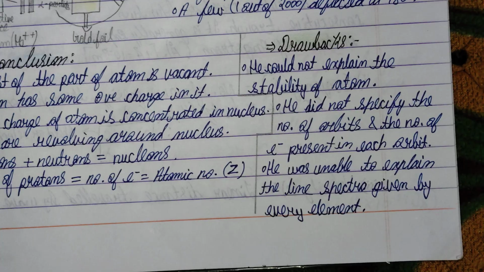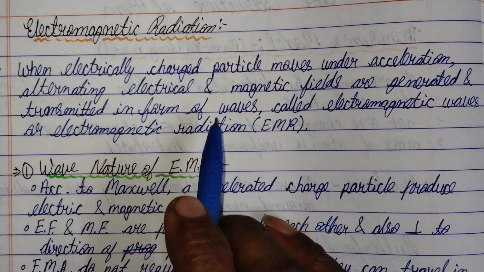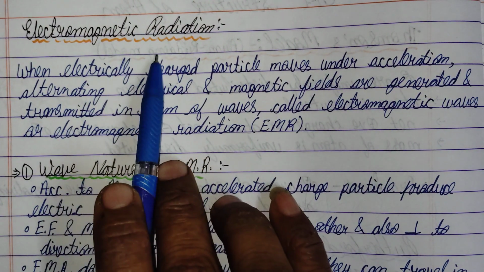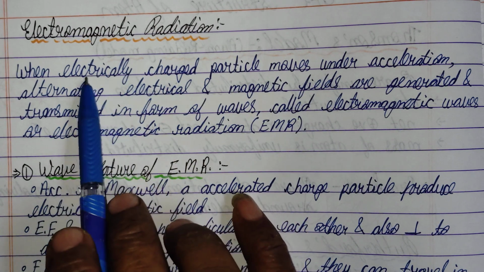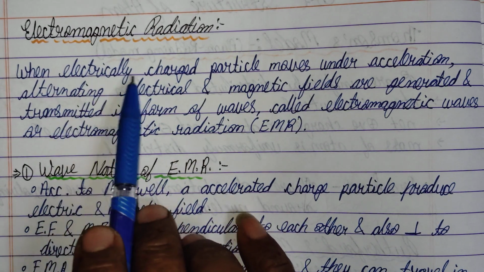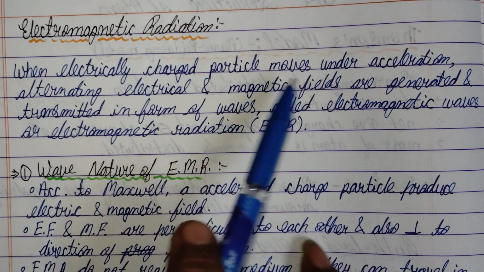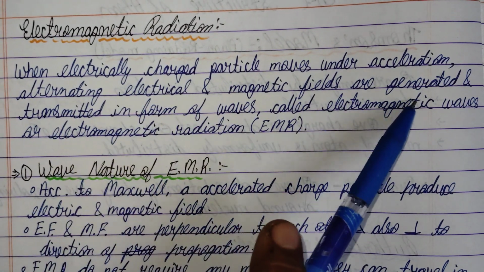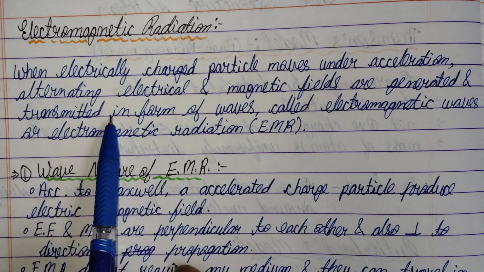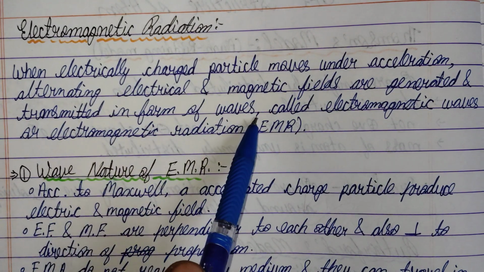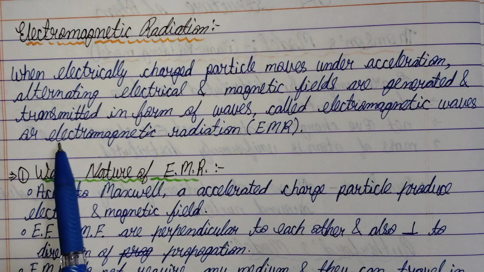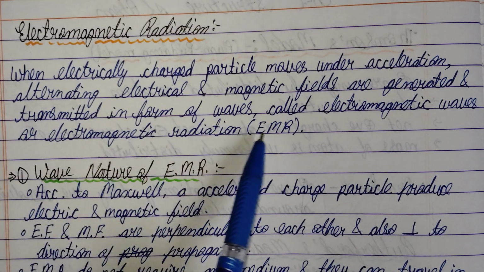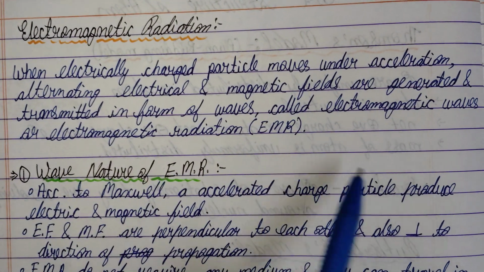Next is electromagnetic radiation. These are the important terms related to this chapter. When electrically charged particles move under acceleration, alternating electric and magnetic fields are generated and transmitted in the form of waves called electromagnetic waves or electromagnetic radiation. In short form we call it EMR.